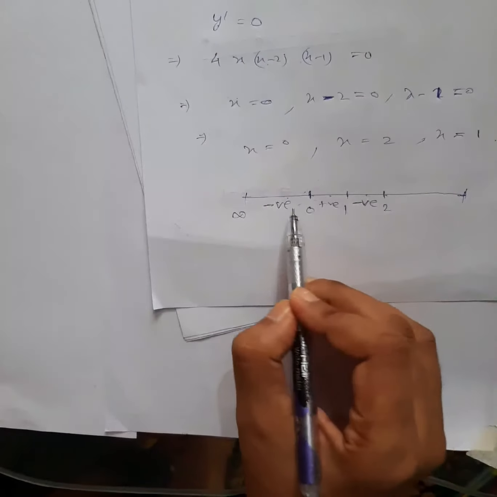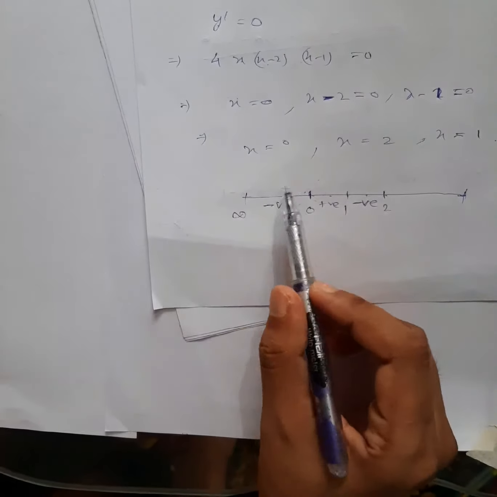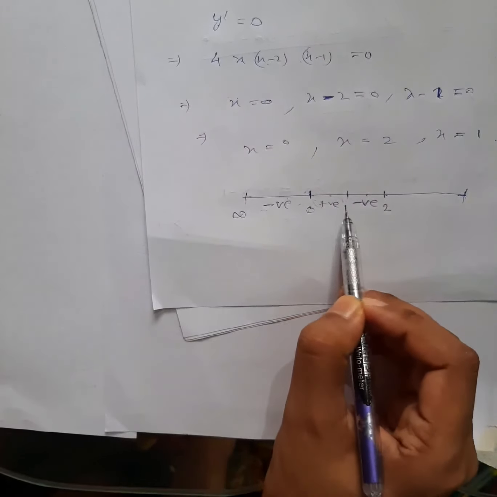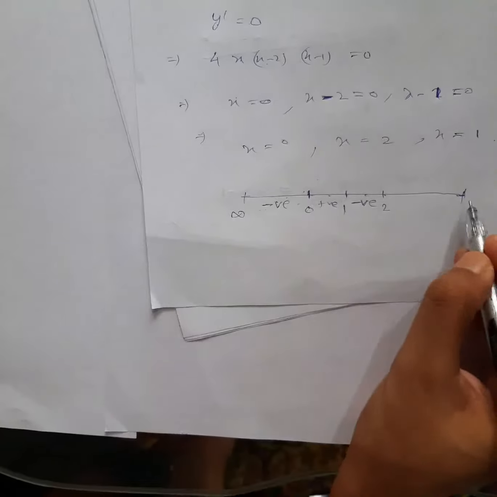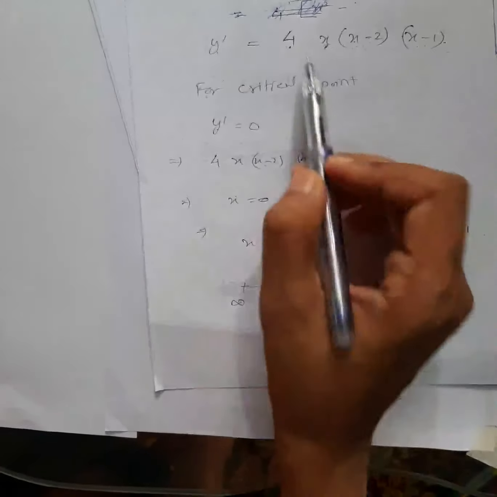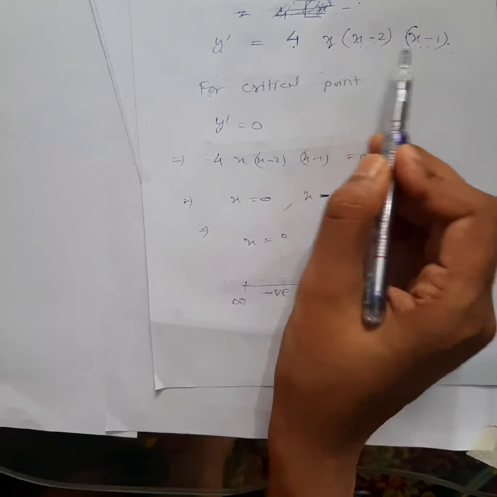Okay, so you can see your f dash x will be positive here, meaning increasing here. 0 to 1 it will be increasing. Then let's find out 2 to infinity. Let's take 3. If I take 3 here, positive, positive, positive. So this will be positive.